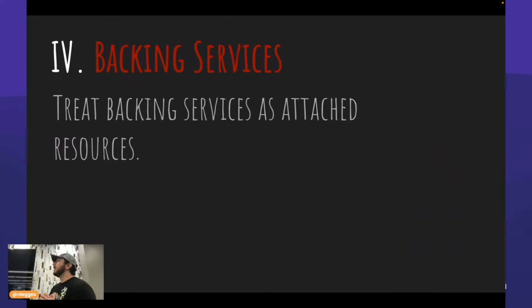All right, so the next factor in the 12-factor app is all about backing services. And basically what it says is you want to treat your backing services as attached resources. Now, that sounds relatively complicated, so let me explain.